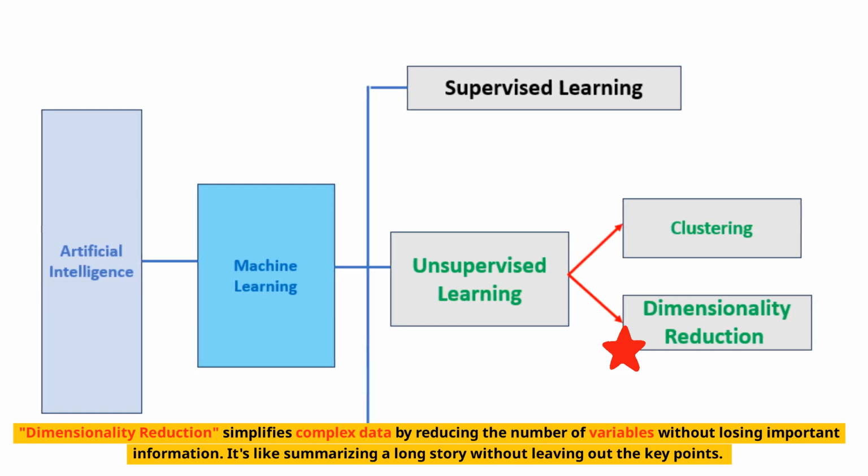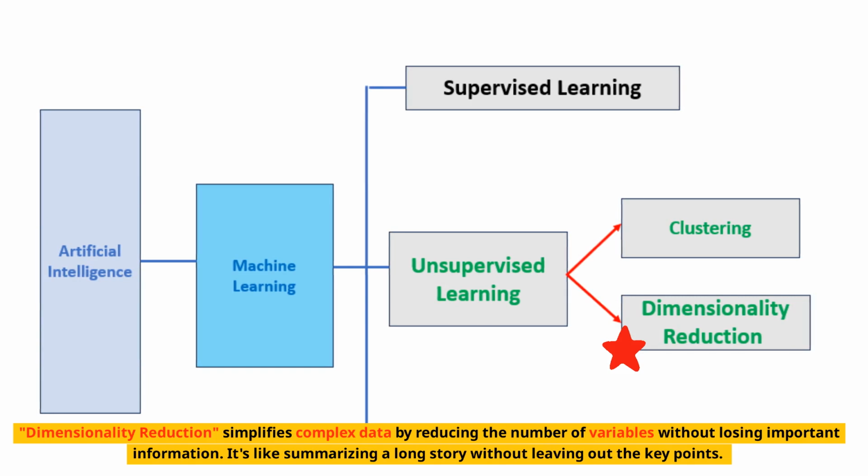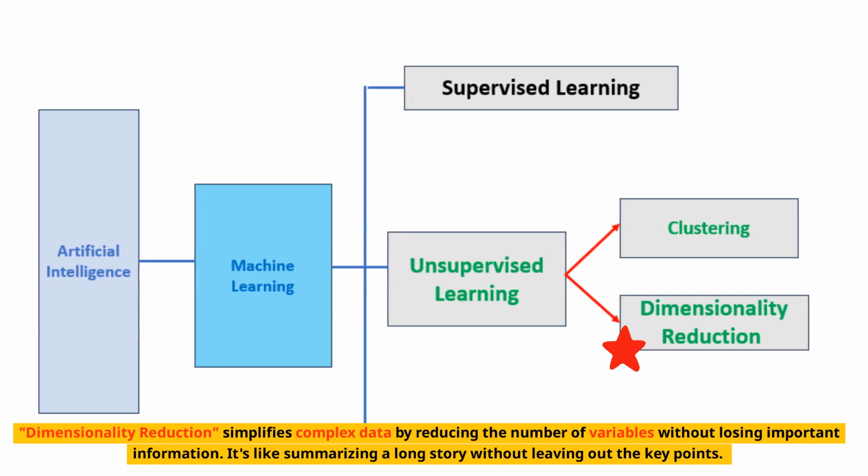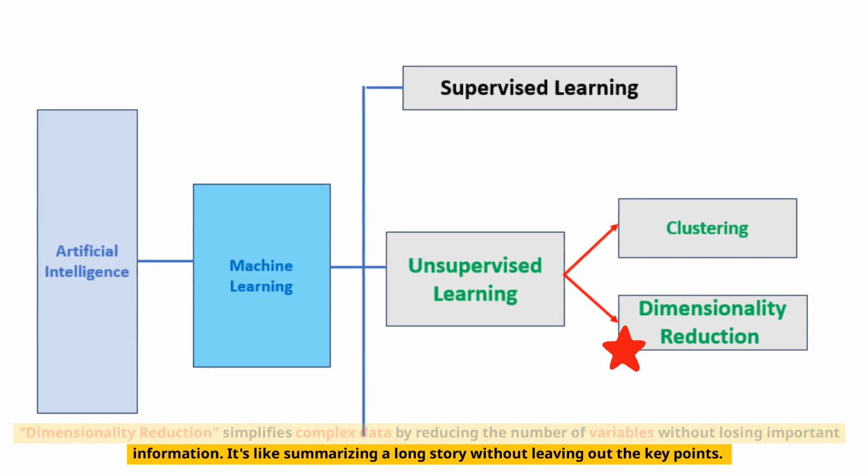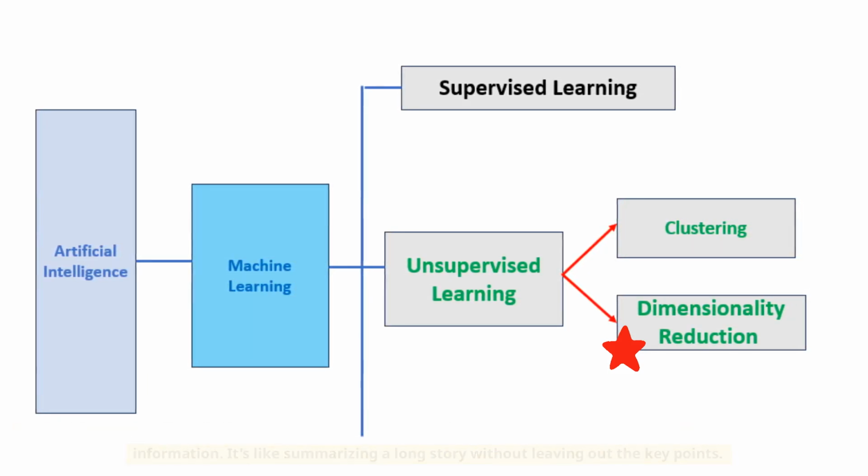Dimensionality reduction simplifies complex data by reducing the number of variables without losing important information. It's like summarizing a long story without leaving out the key points.